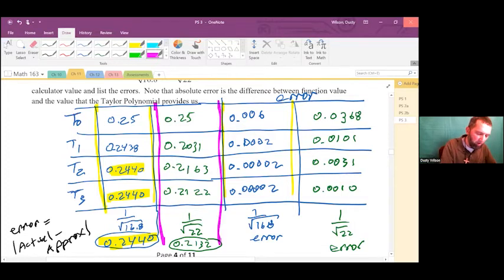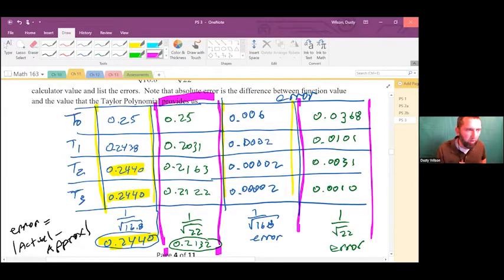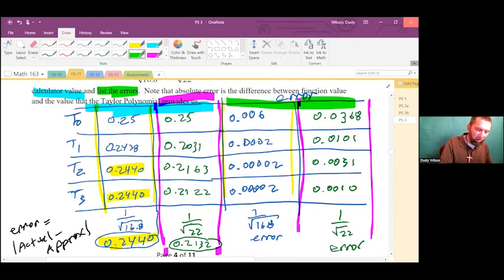So this is our error from the 1 over square root of 22. Okay, so we have found the calculator values. Just to be clear, we found our calculator values. That's in these first 2 columns. And then we found our errors, listed our errors. That's in our second 2 columns.